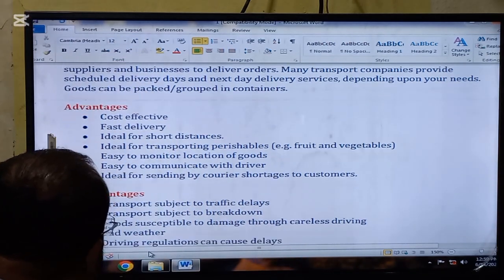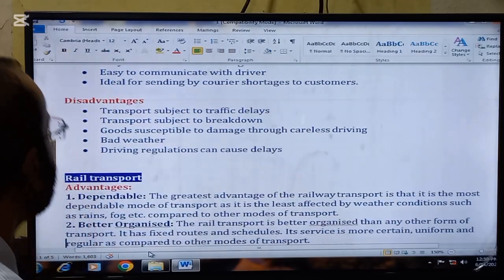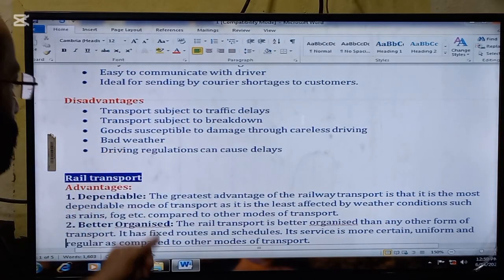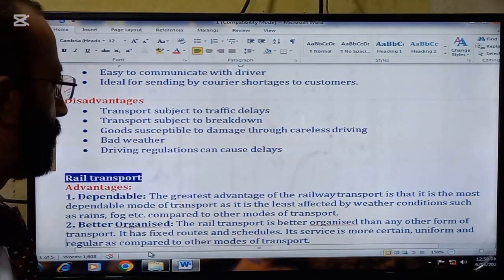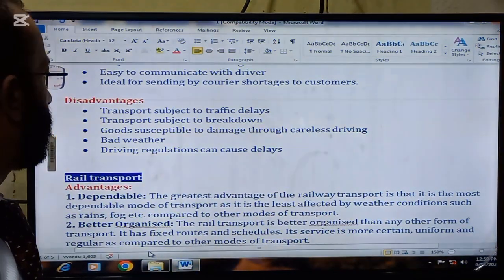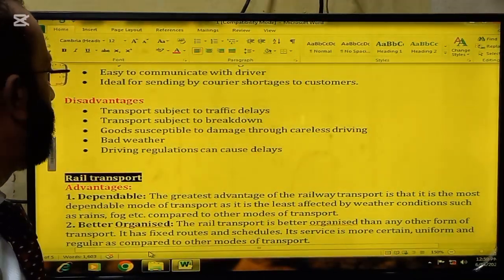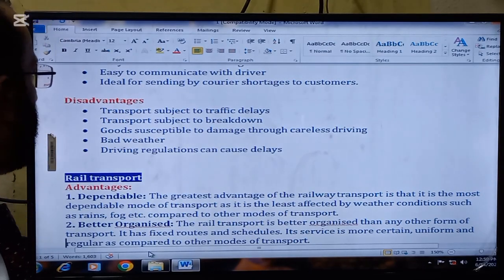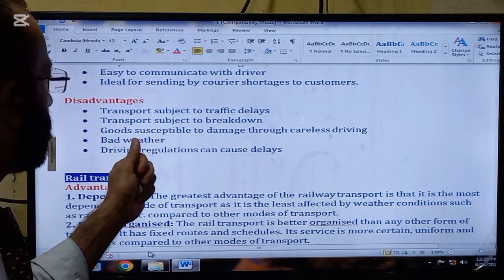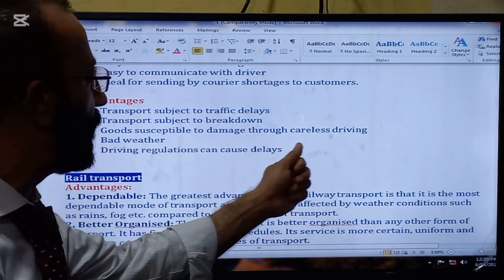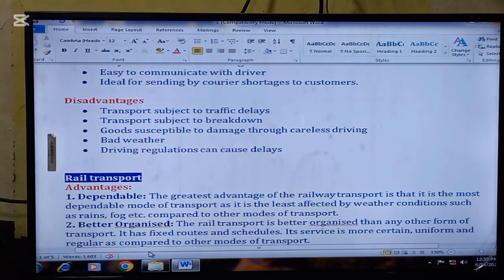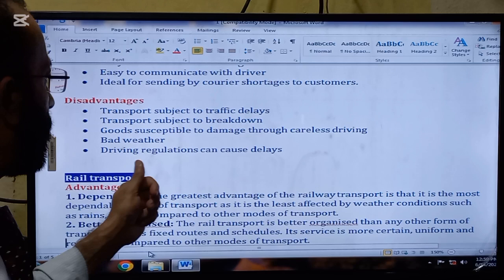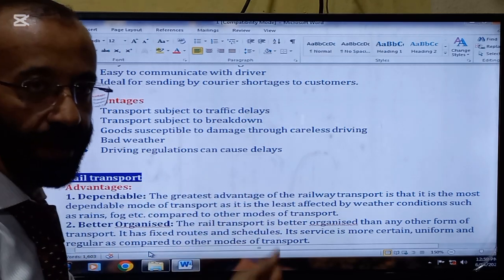The disadvantages of road transport are transport subject to traffic delays. Second disadvantage is transport subject to breakdown. Next is goods susceptible to damage through careless driving. Next is bad weather. Next is driving regulations can cause delays.